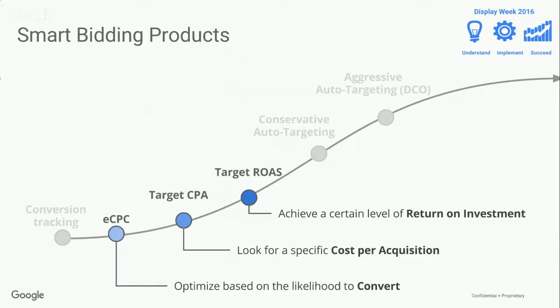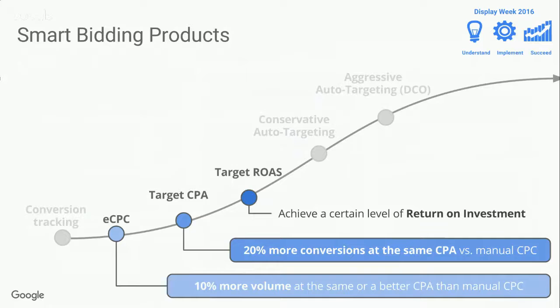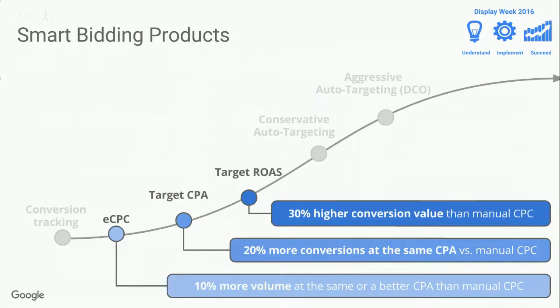Exactly. And so we tested those features at Google, and we saw incredible performance when using them. Basically, when you use eCPC, you can get up to 10% more volume for the same or better CPA on a given campaign. It goes up to 20% more conversions when you're using target CPA. And when using target ROAS, we saw about 30% higher conversion value. So it means basically revenue for your campaign. Yeah. So these tools are incredible in terms of performance, on top of the time they save you on a daily basis when managing the campaign.